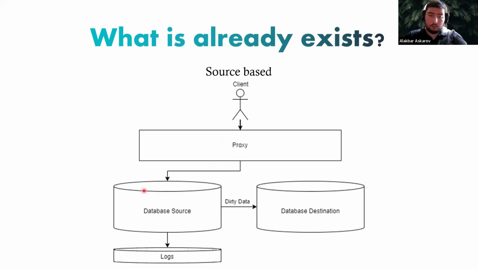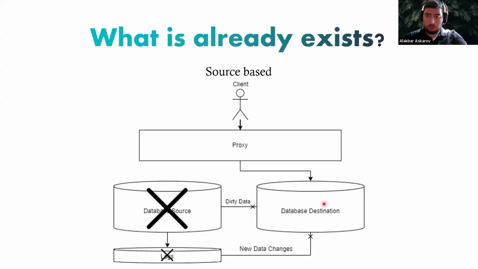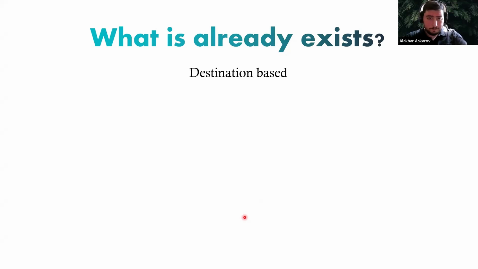If it's source-based, you're sending all requests to the data source and copying all dirty data to the new destination database. And the new data that's coming in over time is stored in logs. Then you stop the source database, copy the logs to the destination, and replay them.